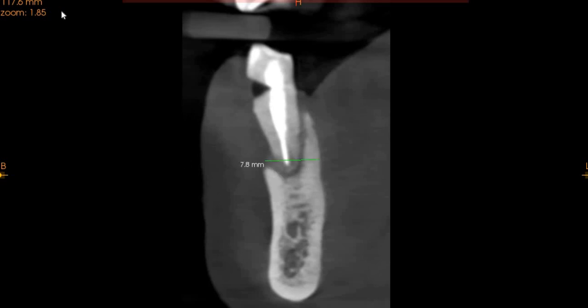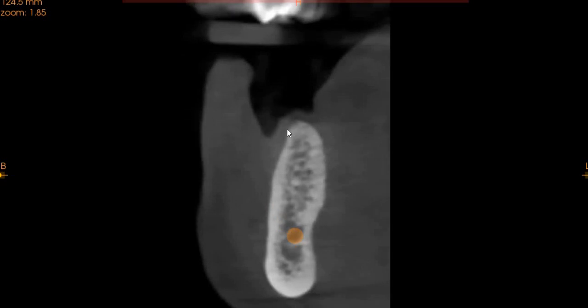So we've got 7.8 millimeters of ridge width with approximately 13 millimeters of ridge height, but the width is much lower in the middle region. When we move to the second premolar region, here you can appreciate that the ridge is quite narrow. We've got 4.1 millimeters of ridge width at the crest, and approximately a good 6.7 millimeters of ridge width in the middle, and we've got 15 millimeters of ridge height.